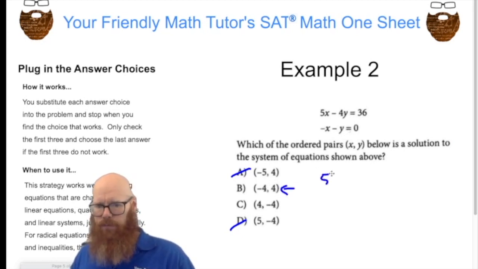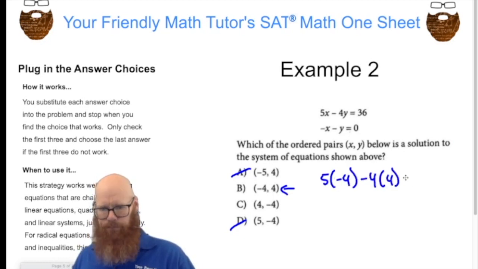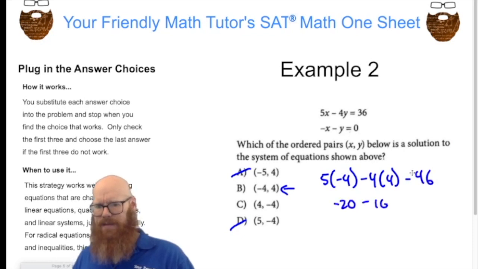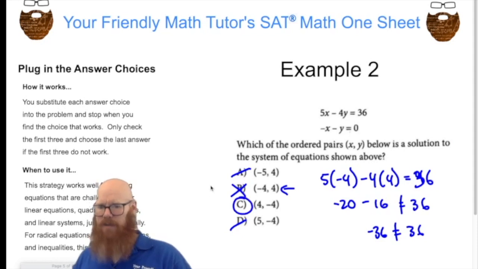So I'm going to do 5 times negative 4 minus 4 times 4 is equal to 36. This is negative 20 minus 16. Whoops, I don't know why I wrote 46. Negative 20 minus 16 is equal to negative 36, and that's not true. This is negative 36, which does not equal 36. So that answer choice is wrong. So the answer choice C must work.